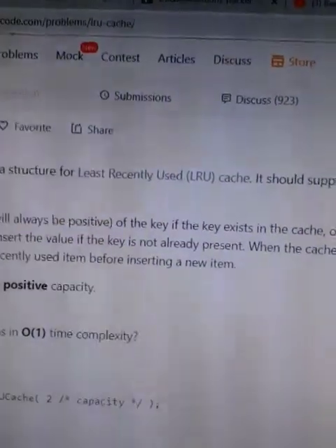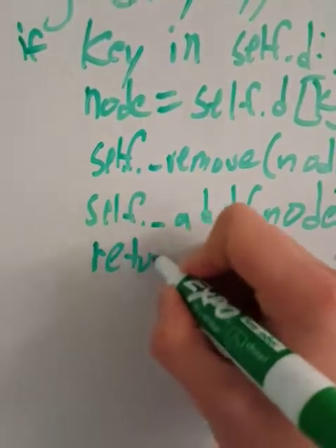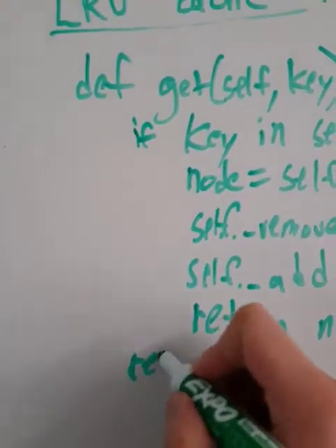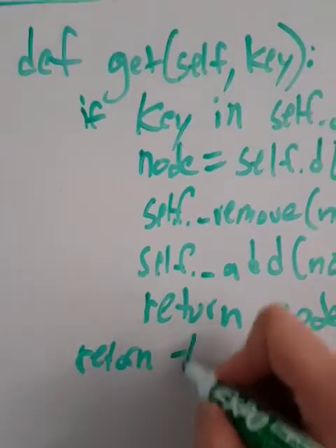And then we want to, I believe it says you should return the value of the node when you run the get. Let me see here. Get the value, otherwise return -1. So we want to return node.val. And then outside of the if statement, we can just return -1 if it doesn't exist in our dictionary. All right, back to the chair.